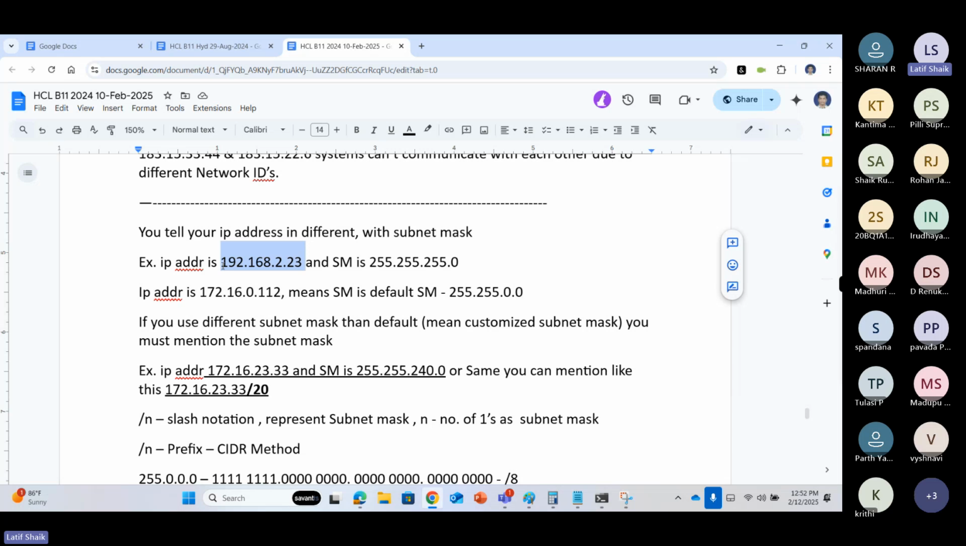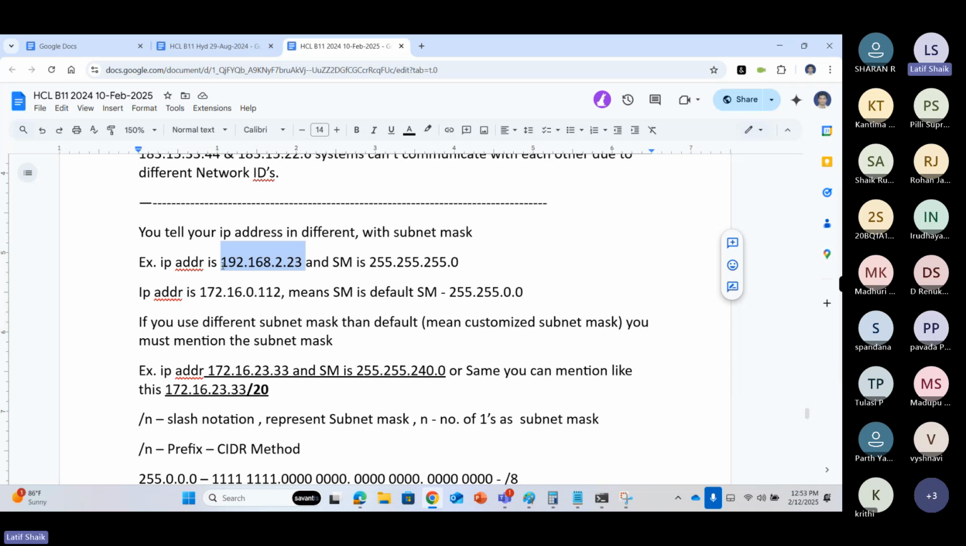Anyway, guys, for example, you take an IP address 192.168.2.23 and its subnet mask is 255.255.255.0. Or your IP address is 172.16.112, it's a class B, so the subnet mask is 255.255.0.0.